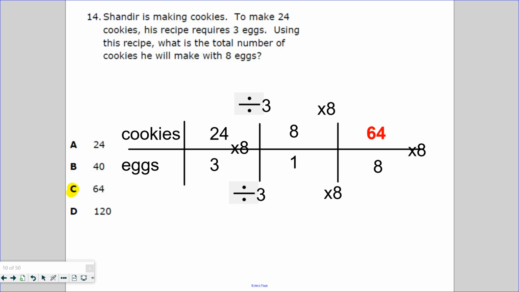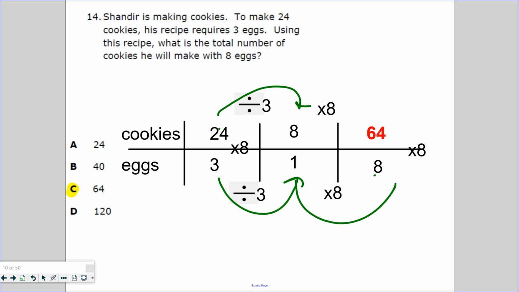Chandir is making cookies. To make 24 cookies, his recipe requires 3 eggs. Using this recipe, what is the total number of cookies he will make with 8 eggs? 24 cookies, 3 eggs. So I need to build it to 8 eggs. Can 3 go into 8? I'm going to have to simplify. How can I break 3 eggs to 1 egg? Divide by 3. And you get 8 cookies for every 1 egg.